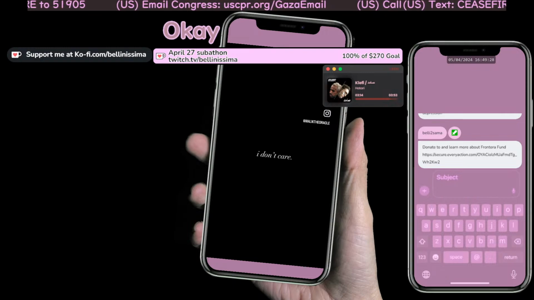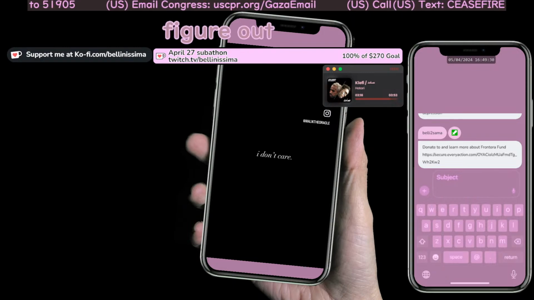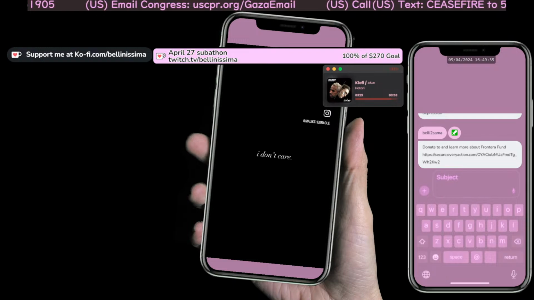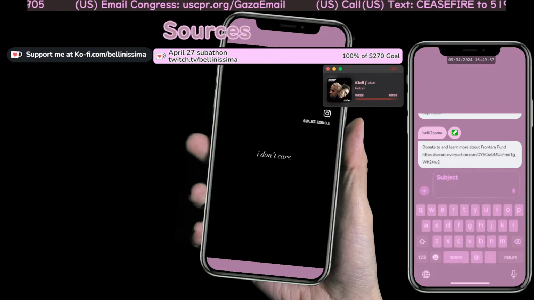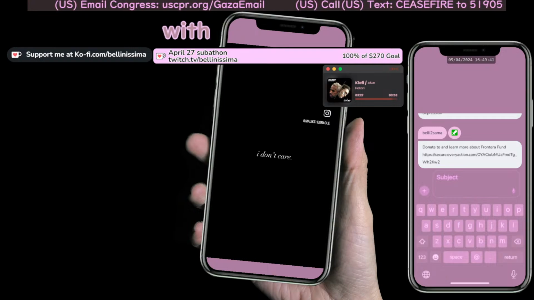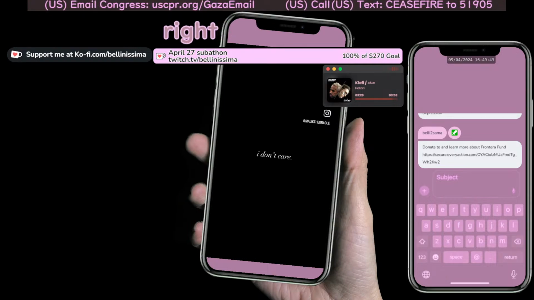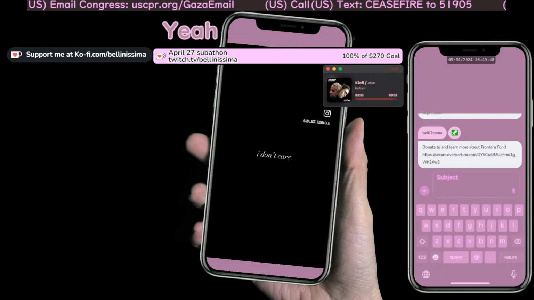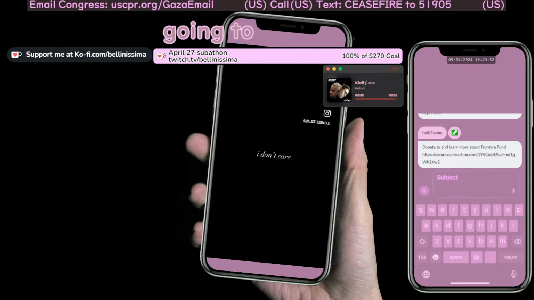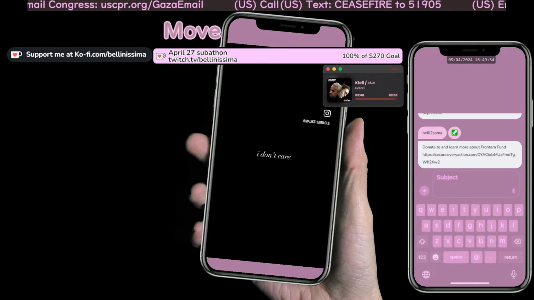Okay. Now I just need to figure out how sources. Are we gonna keep this all in a folder with the phone so they move together, right? Yeah. Yeah, we're gonna do that. So all of this is gonna move together.